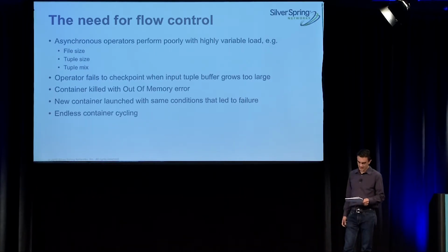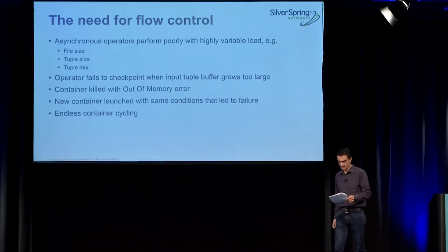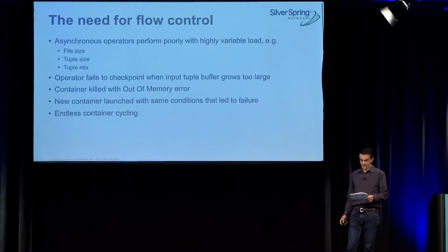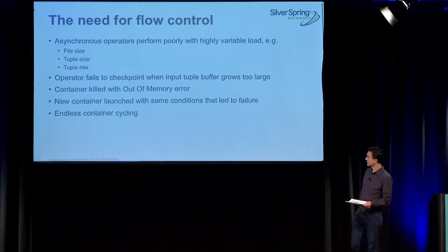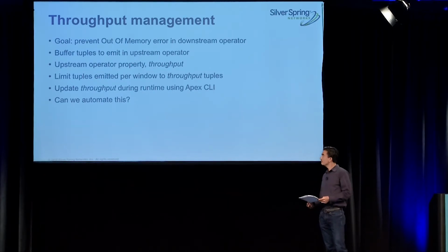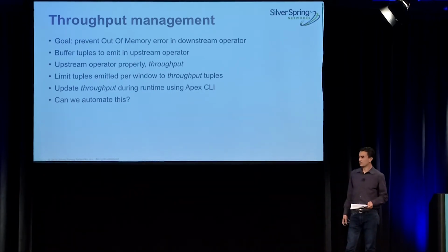So what this leads to is endless container cycling, since the fault-tolerant recovery mechanism launches a new container with the same conditions that led to the first failure. So obviously, that's a big problem in terms of going to production. We quickly realized that we needed a way to regulate or at least limit the flow of tuples through certain operators that are upstream of our bottlenecks, in this case, Elasticsearch and HBase.